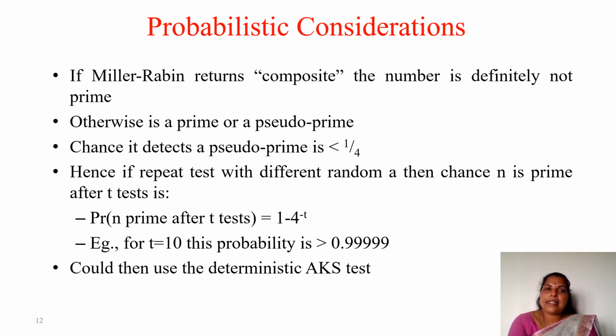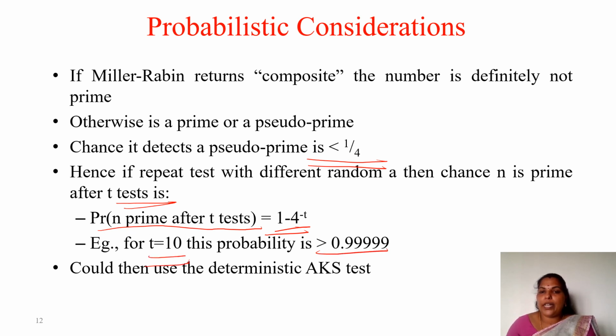Next, the probabilistic consideration: if Miller-Rabin returns composite, the number is definitely not prime. Otherwise, it is a prime or pseudo prime number. The chance that it fails to detect a composite is less than 1/4. Hence if we repeat the test with a different random a, the probability that n is prime after t tests is 1 minus 4^(-t). So if t equals 10, the probability is greater than 0.999. Then use the deterministic AKS test. After Miller-Rabin, for the conclusive part, we have to use the AKS test to find out whether it is a prime or not.